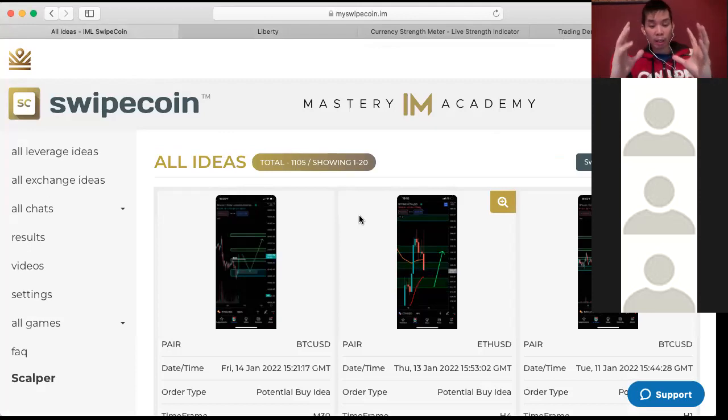HFX has no stop loss or no take profit. You just have to be either above or below the red line or above the green line, right?